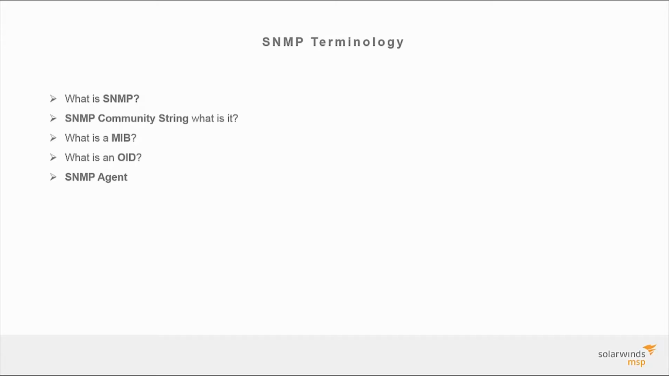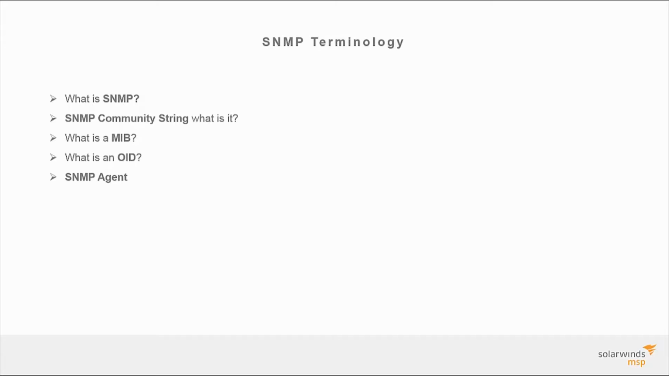Another term you may hear is a MIB. That is a management information base. It's basically a file that's constructed in a tree structure, and each branch of the tree is separated by a period, like directories and subdirectories. This is essentially a map to the information.